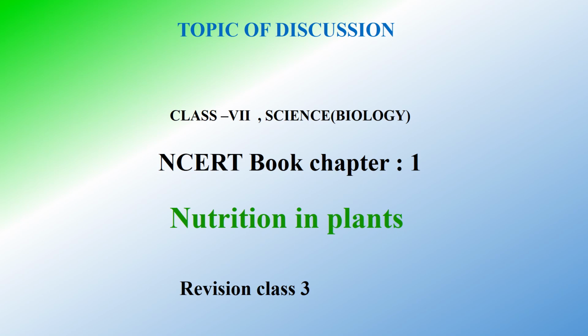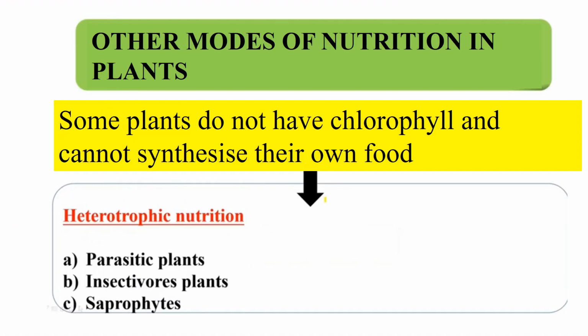Let's start. The other mode of nutrition in plants is called heterotrophic nutrition, where some plants do not have chlorophyll and cannot synthesize their food, and they take help from other plants. That's why the mode of nutrition is called heterotrophic nutrition. Such types of heterotrophic nutrition are parasitic, insectivorous and saprophytic. We will see the different modes of heterotrophic nutrition and each type in detail.